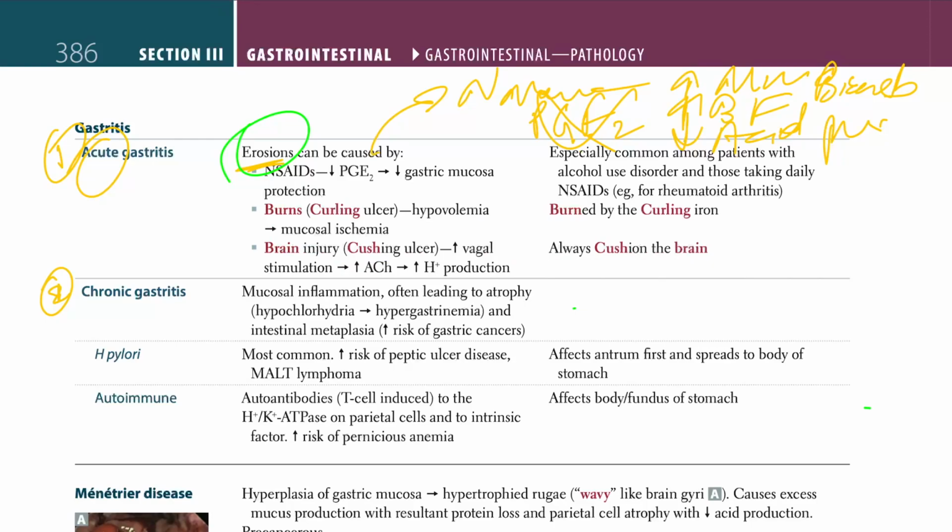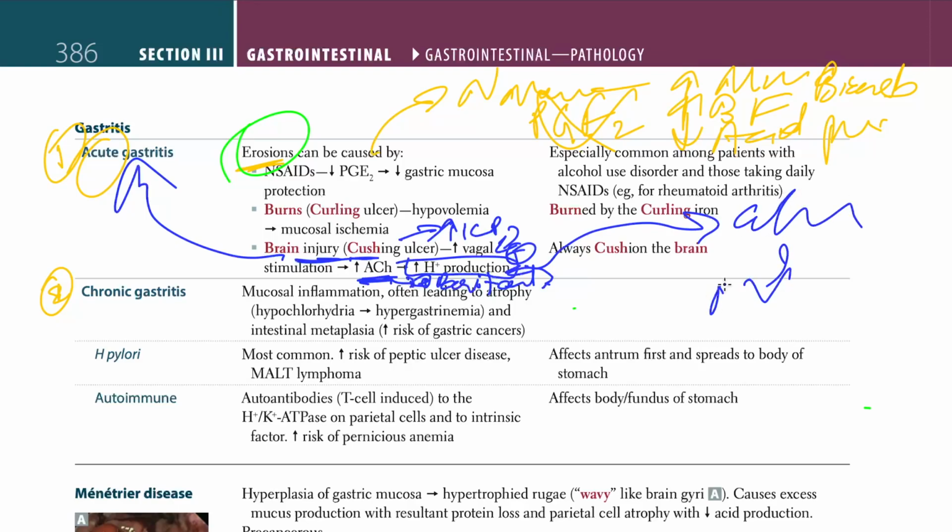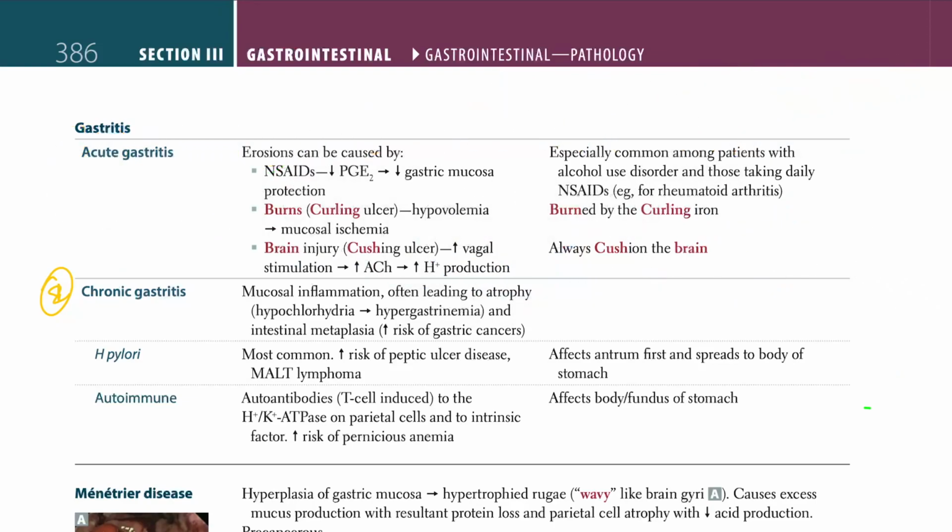But how does brain injury cause acute gastritis? Brain injury is going to increase your intracranial pressure. That will stimulate vagal stimulation, which increases acetylcholine release. That acetylcholine is going to stimulate your parietal cells. Parietal cells are going to give you an increase in hydrogen production. And the same thing follows: erosion, ulcer, perforation, bleeding.